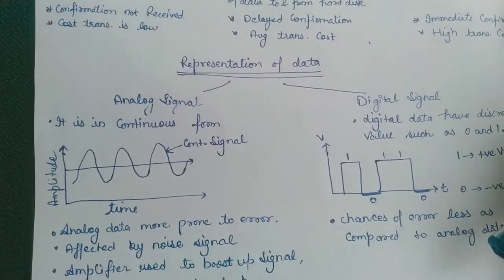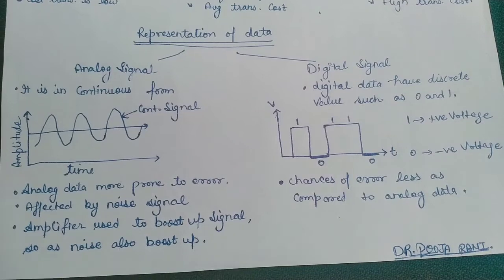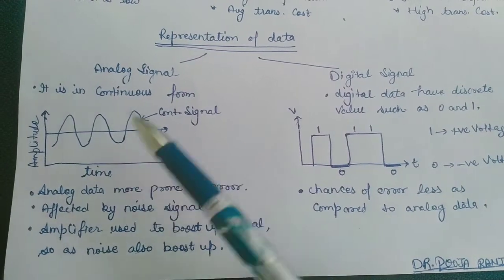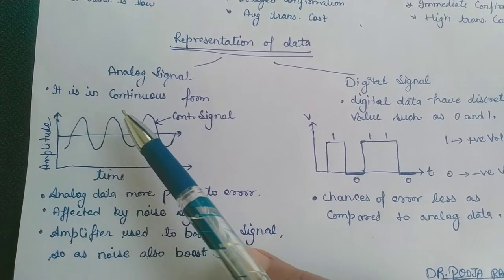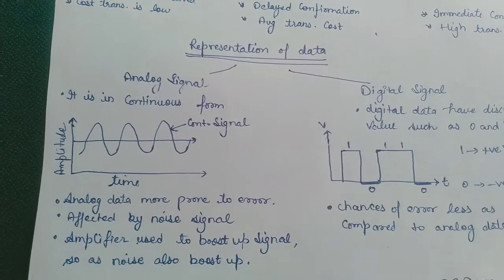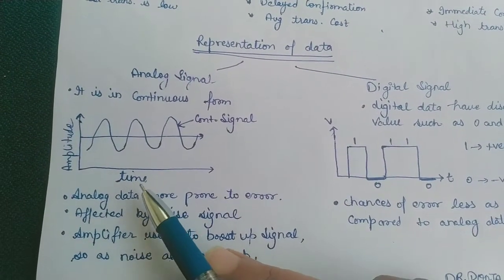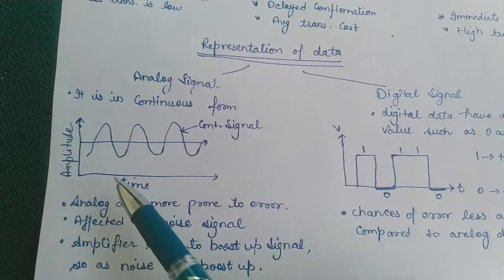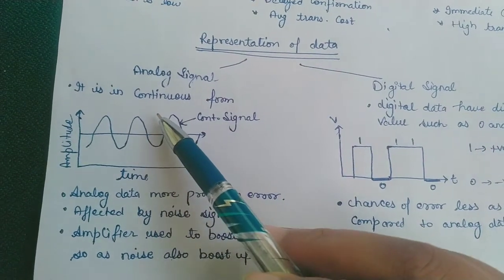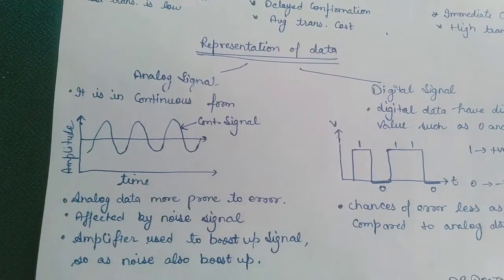So if we talk about the representation of data, how do we represent the data? Data can be represented in two forms, either as an analog signal or as a digital signal. The analog signal is a representation in continuous form. When we send the data, it is sent in the form of signals which are formed with the help of sine waves. So if we draw this analog signal, this representation is for the analog signal. These are continuous signals. This upper value is the peak amplitude with respect to time.